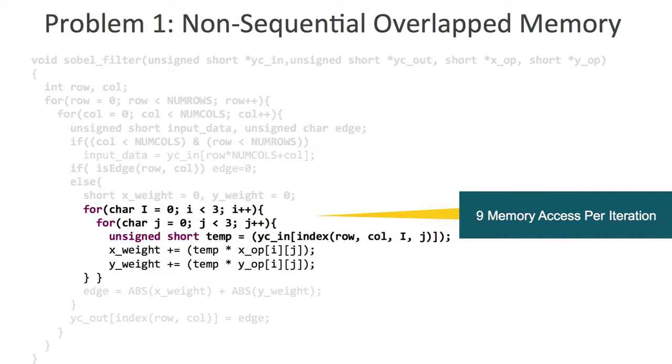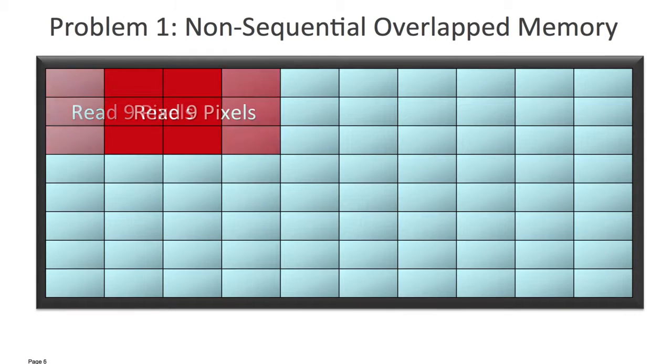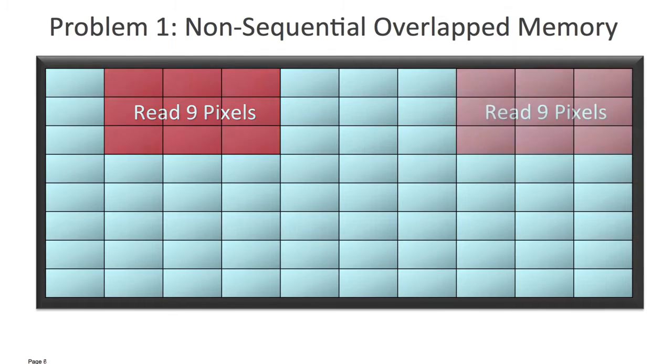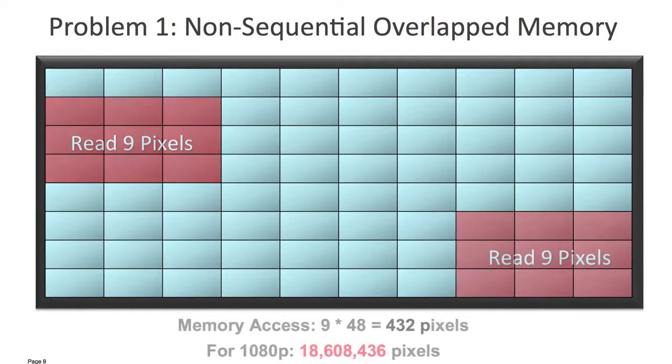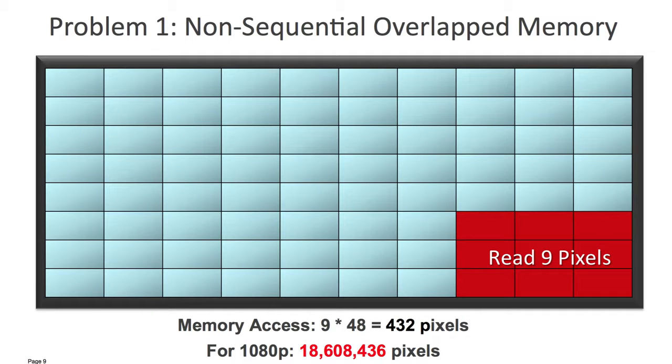Let's go back to our naive Sobel filter code and see what is causing such a slow runtime. It turns out that it's caused by the 9 non-sequential DDR memory accesses executed for every pixel. This simple animation illustrates how many pixels are read in a non-sequential and overlapped fashion. With a 1080p HD image consisting of 2 million pixels, we read almost 18 million pixels, which is 9 times the original image.